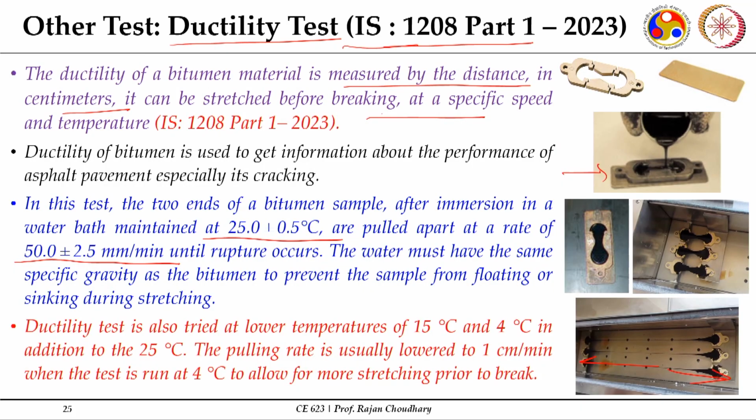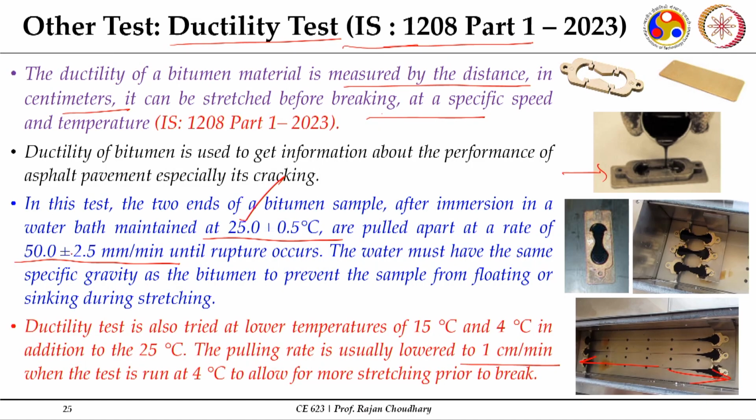But when it is done at lower temperatures, we normally reduce the rate at which the two ends are stretched also. So, instead of 5 centimeter per minute, the rate is many a time reduced to 1 centimeter per minute when we are doing the ductility measurement at lower temperatures like 4 degrees centigrade.